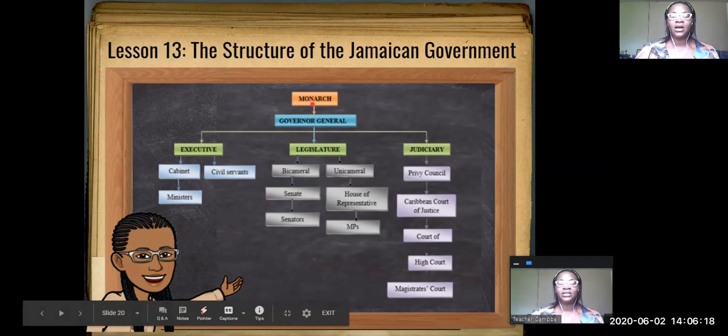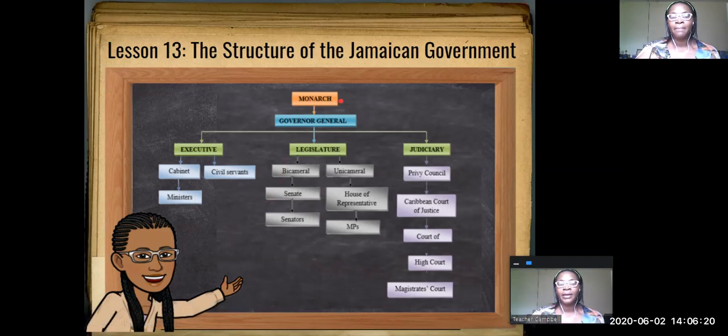All right, so at the top here, we have the monarch. But what is a monarch and who is a monarch? The monarch really refers to a king or a queen. And so in Jamaica, we are a constitutional monarchy. And so we operate independently with our own constitution, but we have as the head the Queen of England.